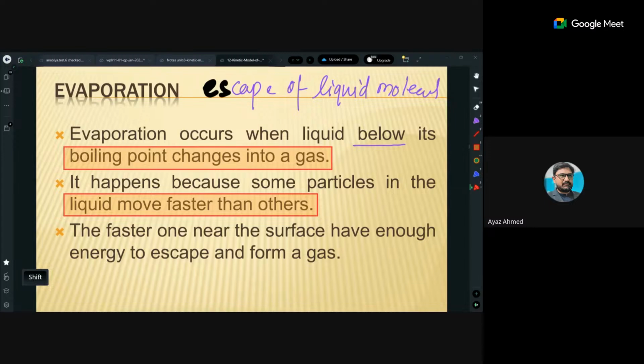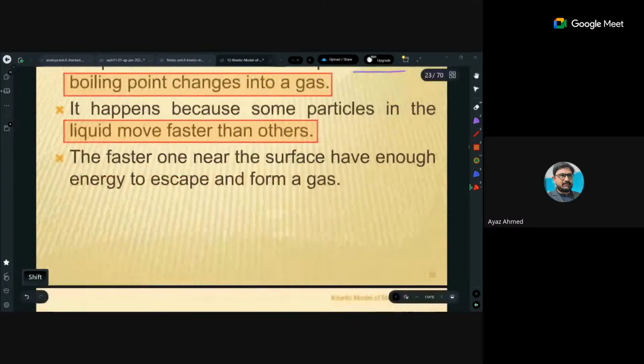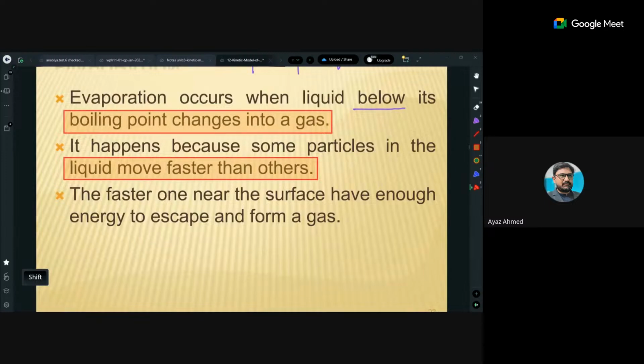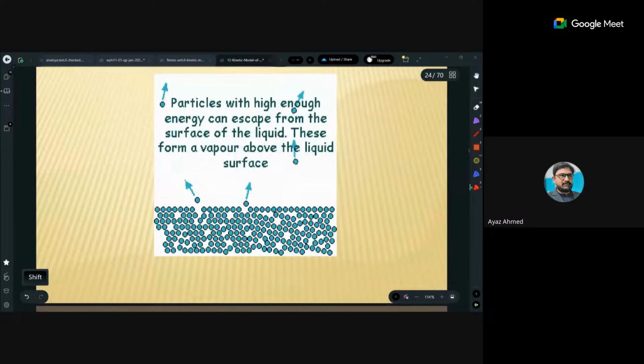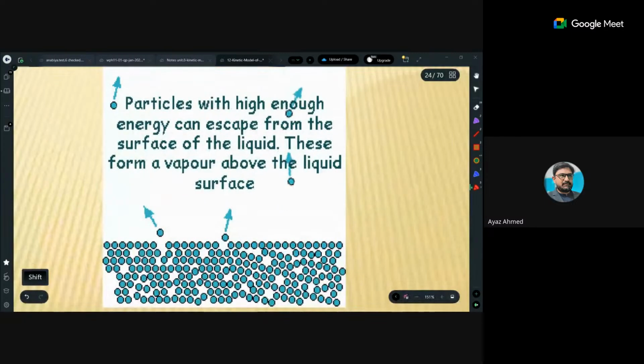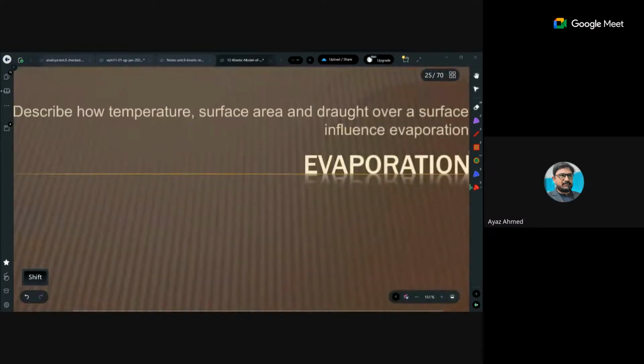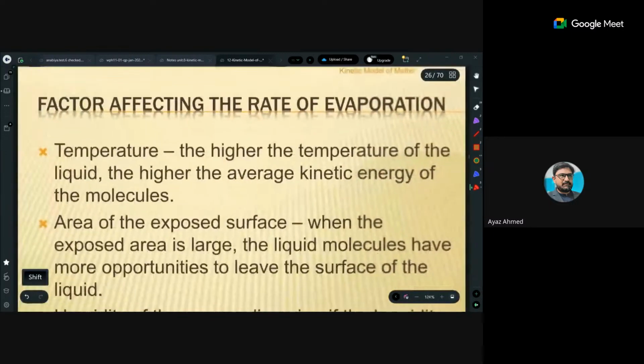Those molecules which have more kinetic energy would not be held by the other molecules inside the liquid, so they will move to the surface and escape. This is a simple mechanism. Check this one out. Those particles with high enough molecular kinetic energy escape from the surface of the liquid, and this forms the vapors above the liquid. So this is basically vapor formation, meaning evaporation, and this evaporation has different factors.